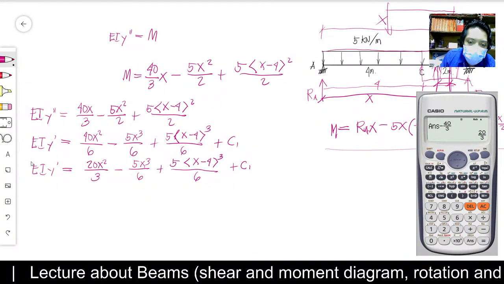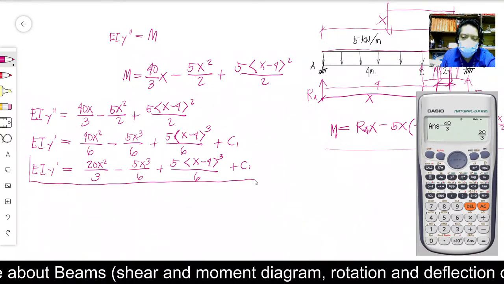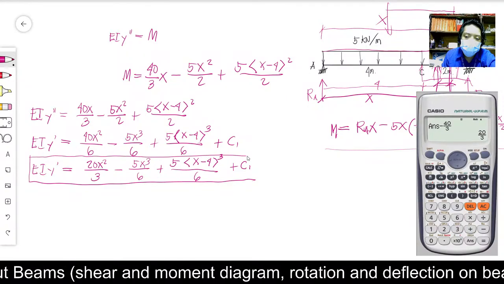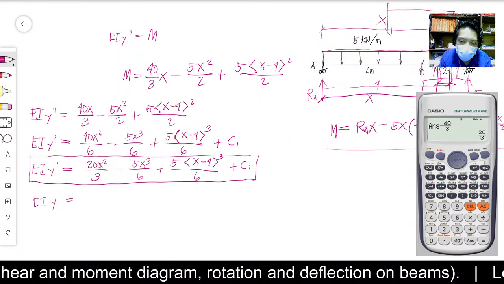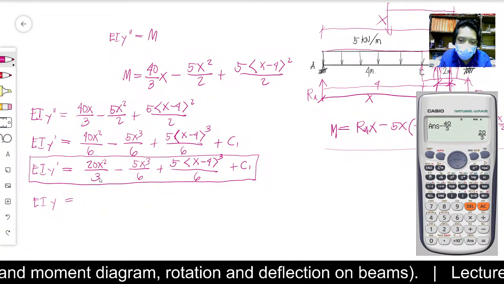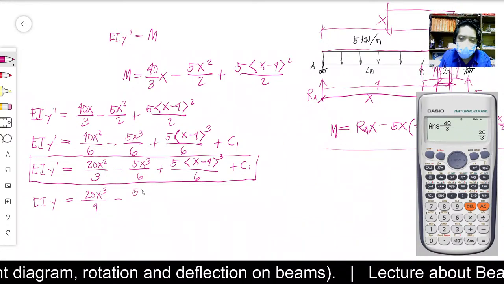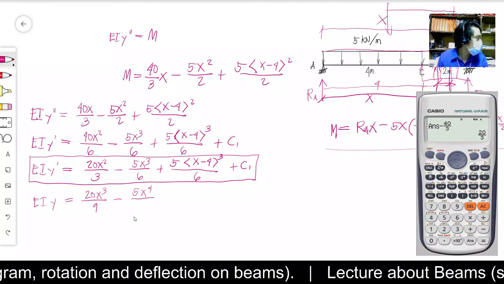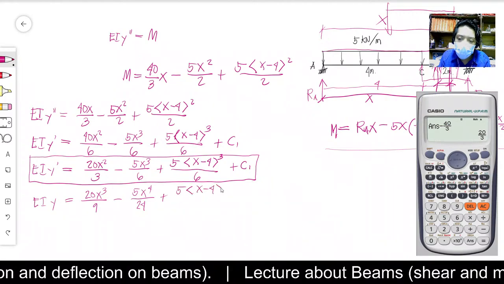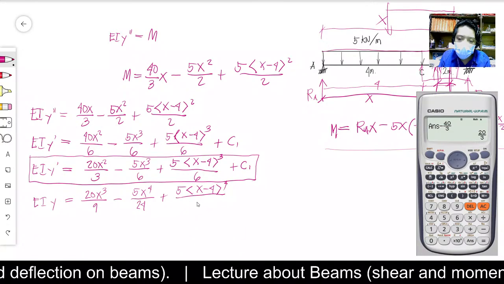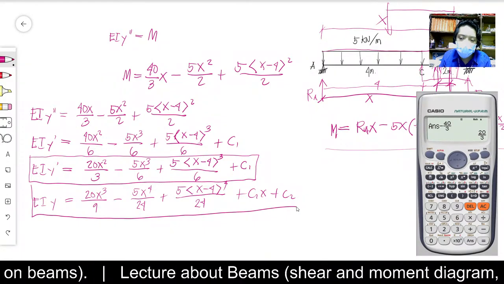Okay, so, this is our equation for the slope or the rotation, not the deflection. Tapos, i-integrate pa natin, makukuha natin EI y is equal to 20x cubed over 3 times 3 over 9. That is 20x cubed over 9 minus 5x raised to 4 over 24 plus the bracket 5 times x minus 4 raised to 4 over 24 plus C1x plus C2. Yan.